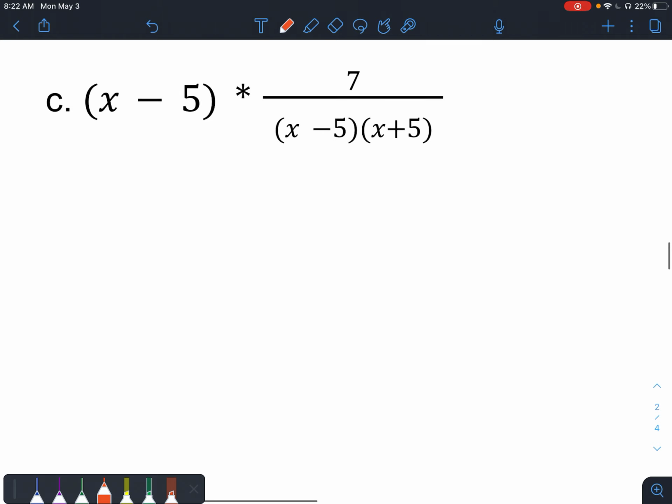Alright, this next one here are my factors. I'm going to go ahead and put this over 1. So then in the numerator, this x minus 5 cancels with this x minus 5 because that one's in the numerator and the other's in the denominator. Nothing else cancels, and so we're left with 7 over x plus 5.